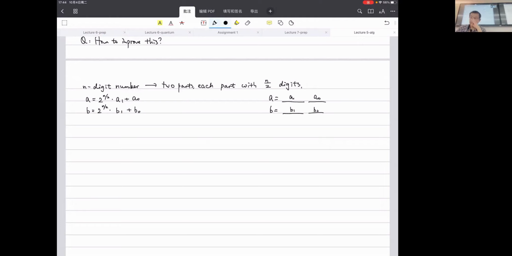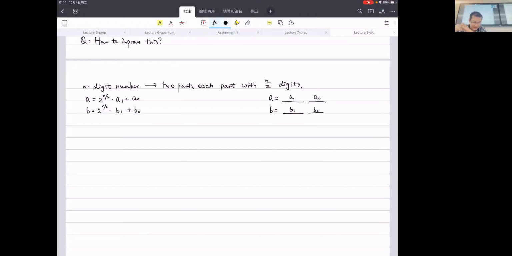So if you want to consider a divide and conquer strategy for the multiplication here, you divide in the middle. That just means each part is going to have n over 2 digits. And for the first part, you're actually going to multiply by a factor of 2 to the n over 2, just due to binary representation. So this is a very straightforward thing.